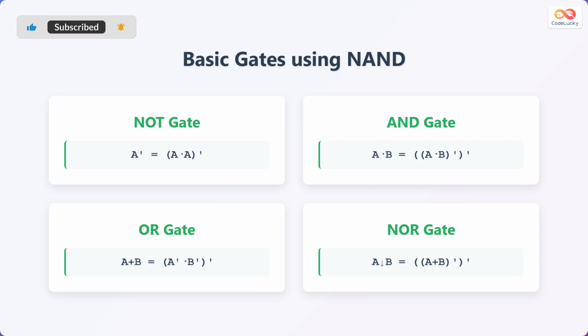To create a NOR gate, we use the formula A ↓ B equals ((A + B)')'.